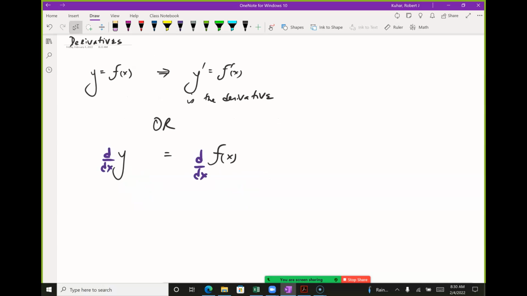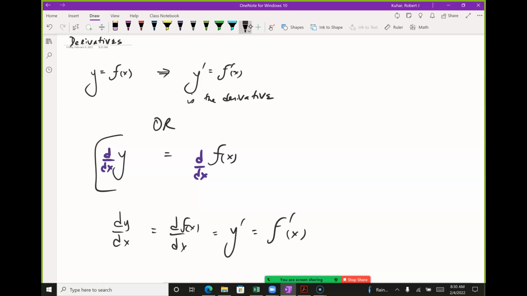So here I get another version. I have d dx, dy dx, that's the result of this, right, equals d f of x dx, or y prime, or f prime of x. And you can see why we would rather use the other two, because they're easier to write.